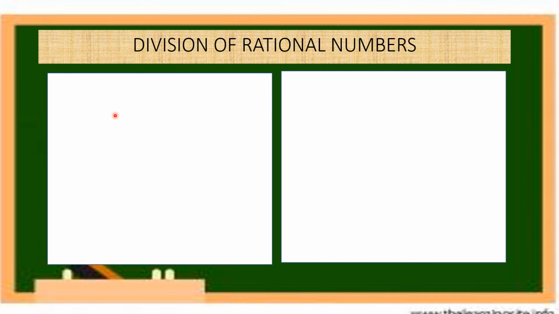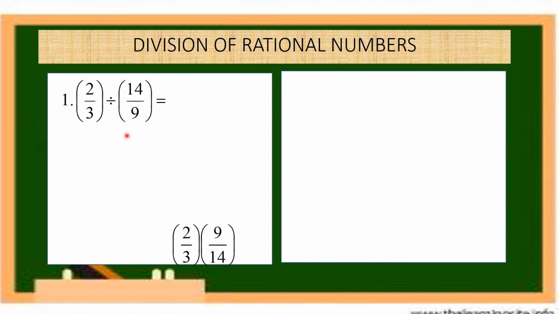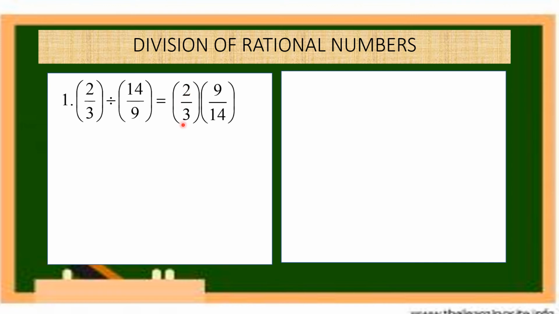So we have division of rational numbers. The given is 2 over 3 divided by 14 over 9. The rule in division is to invert the divisor and proceed to the process of multiplication. This 14 over 9 will become 9 over 14. Then instead of dividing, we have to multiply. So it will become 2 over 3 times 9 over 14. 2 times 9 is 18 and 3 times 14 is 42. 18 and 42 are both divisible by 6. 18 divided by 6 is 3 and 42 divided by 6 is 7.